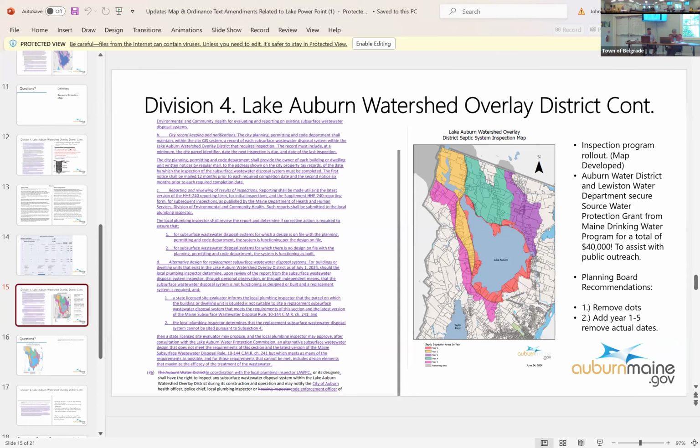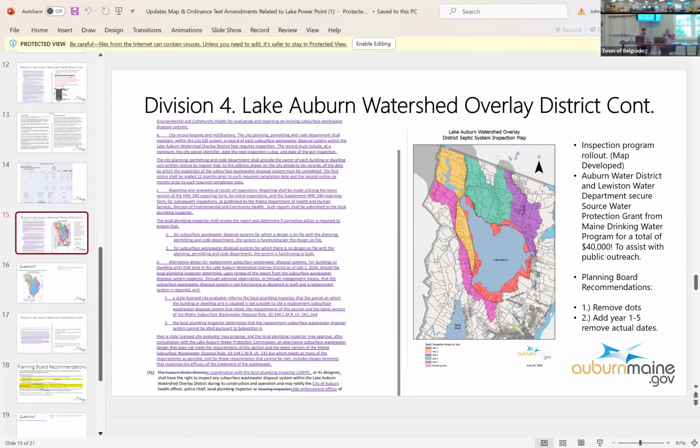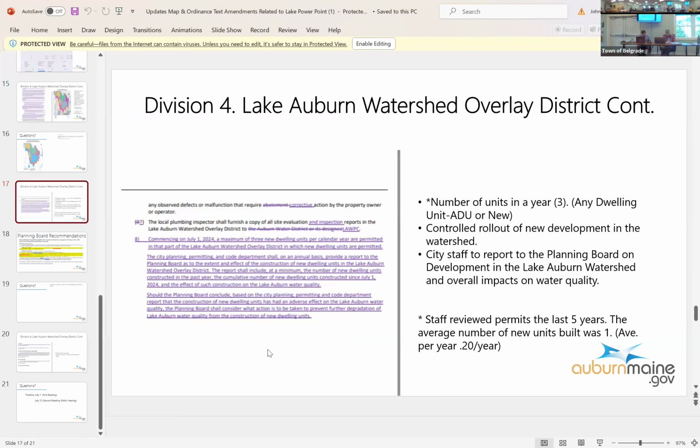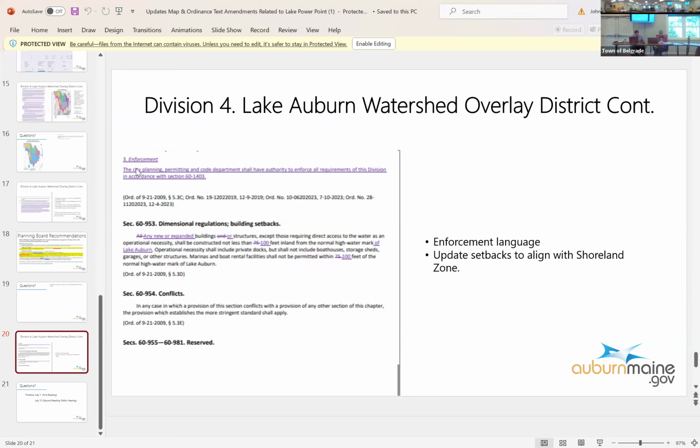Again, if you wanted to recommend something, this would be some very strong language on enforcement right here: the city planning permitting department shall have authority to enforce all requirements of this division in accordance with their section. So you have to reference the section under the enforcement piece, under their ordinance. This is the kind of stuff I could help you guys out with.